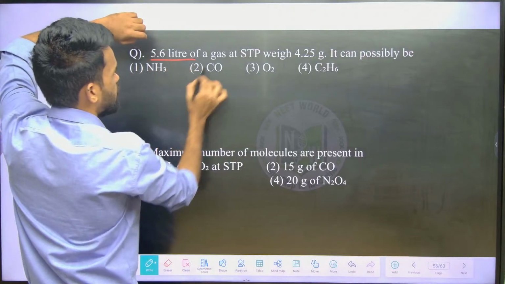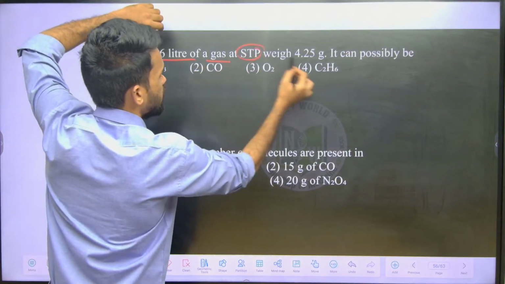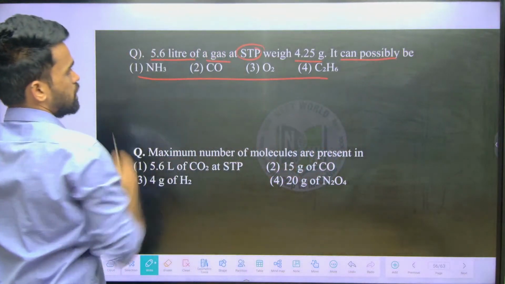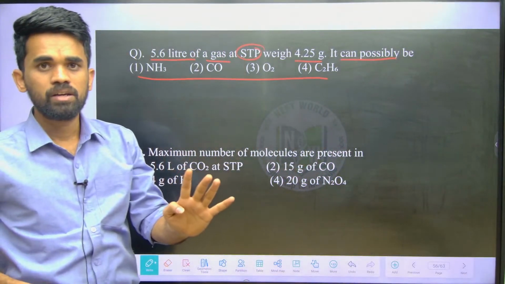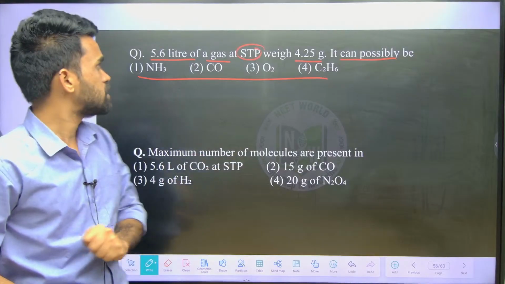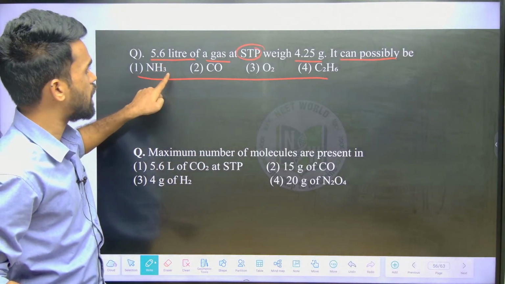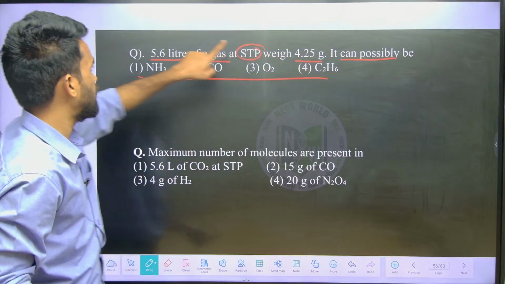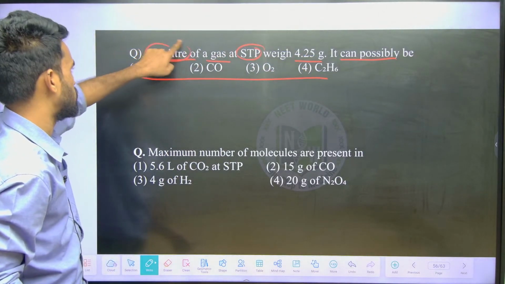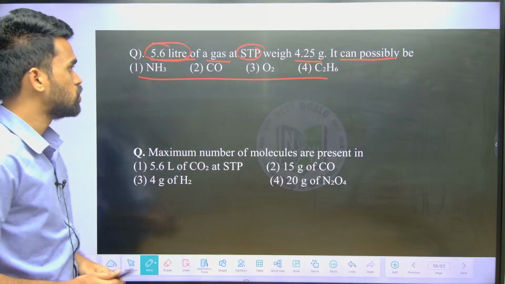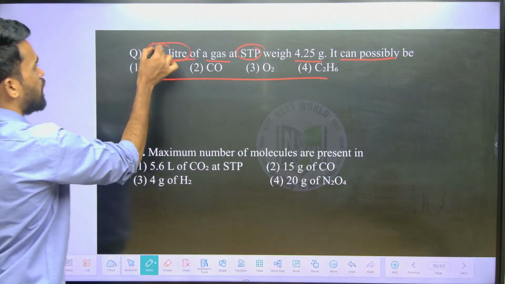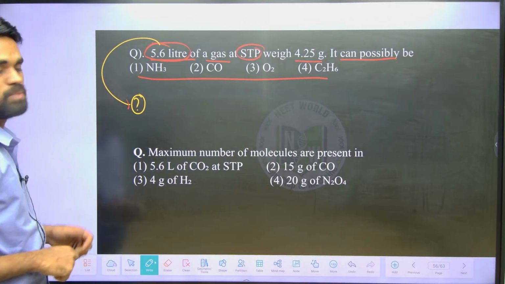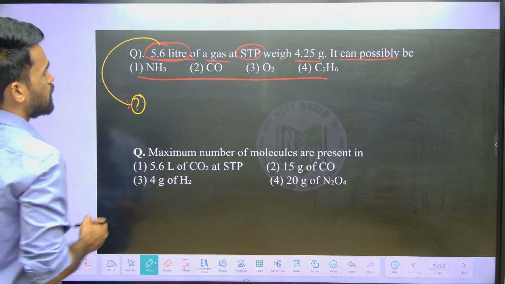5.6 liters of a gas at STP weighs this much. What will be the possible gas out of the 4 gases given? Which gas will have 4.25 grams if we take the quantity as 5.6 liters at STP condition? So what you need to do is, first find the number of moles. How many moles is 5.6 liters? It is simple.